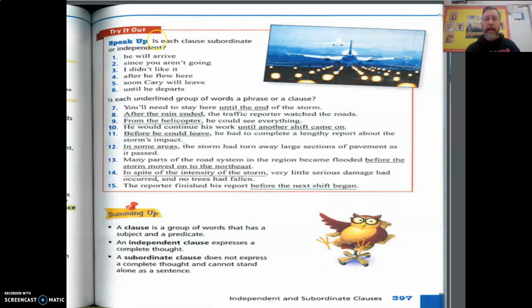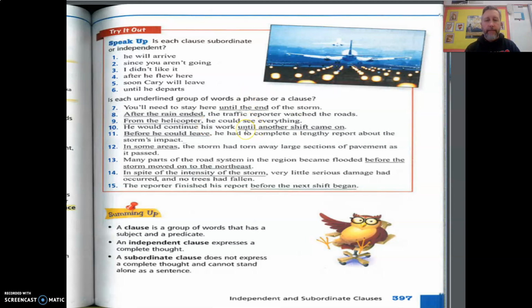Yeah, the end. It only has a subject, right? It doesn't have a subject and a predicate, so we would have to go phrase on that one. After the rain ended. The rain, subject, ended, predicate. So that would be a clause, right? From the helicopter. The helicopter is a subject. There's no predicate anywhere, right? So that'd be a phrase.